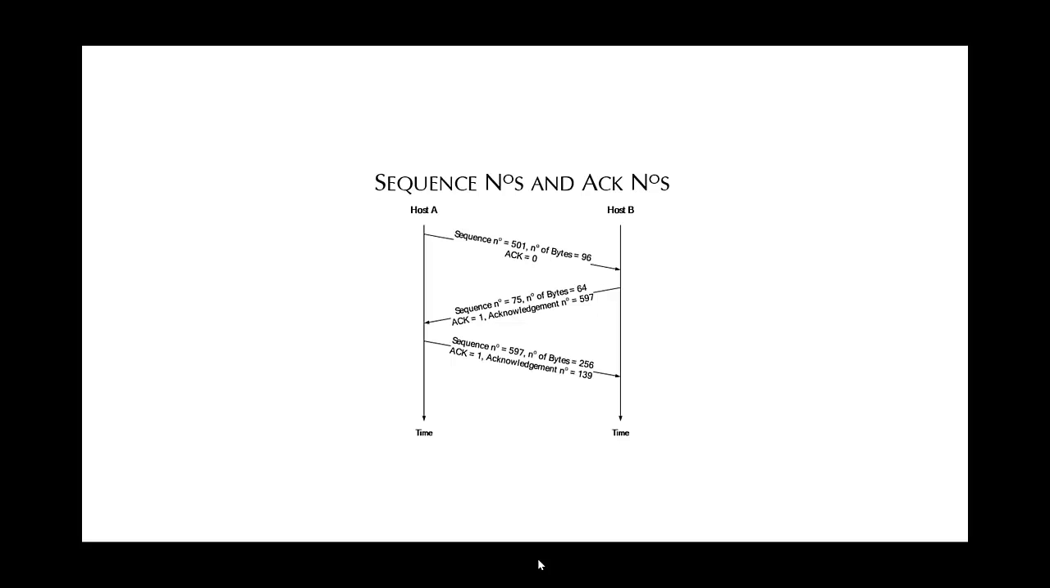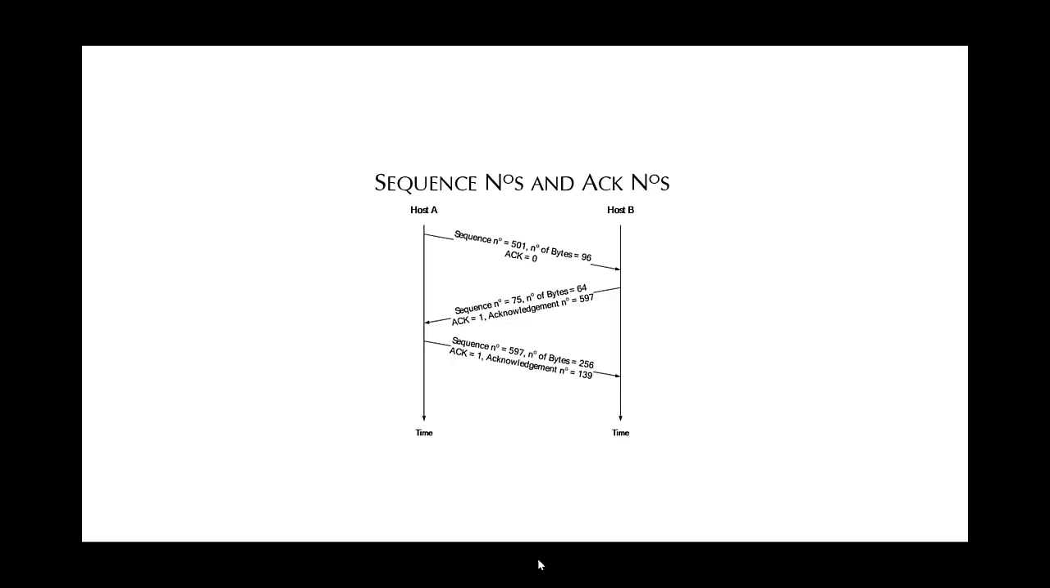On the screen you can see part of a TCP exchange after the connection has been set up. Setting up the connection is covered later in this section. So host A sends a segment with a sequence number of 501, carrying 96 bytes of data. The segment is not acknowledging any previously received segment, so its ACK flag is set to 0.